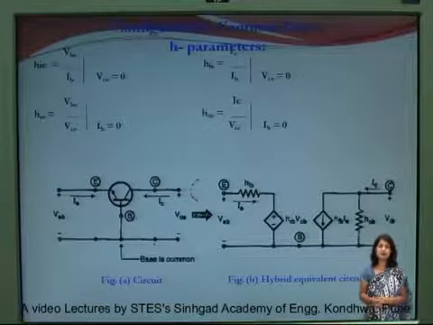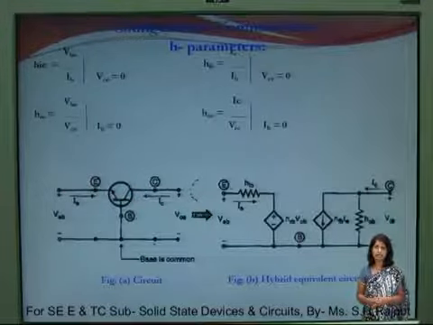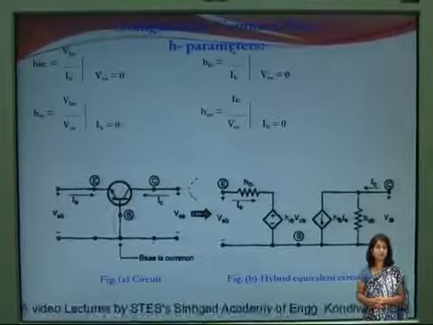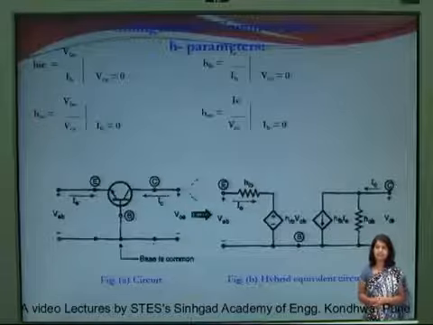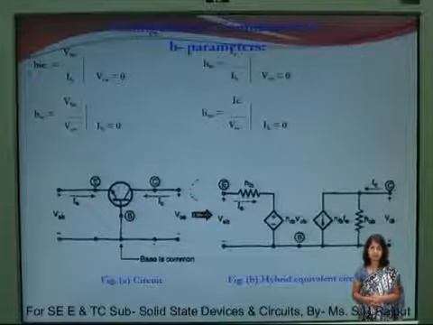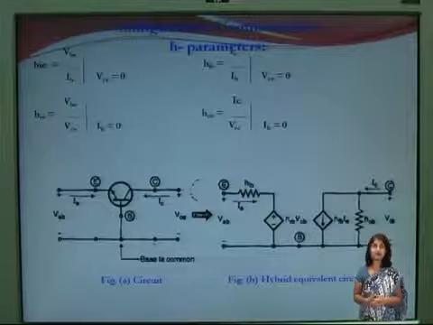Now as shown in figure A, it's a common base configuration where the input is applied between base and emitter and the output is taken from collector and emitter. The second figure shows the hybrid equivalent circuit representing all h parameters hie, hre, hfe and hoe.